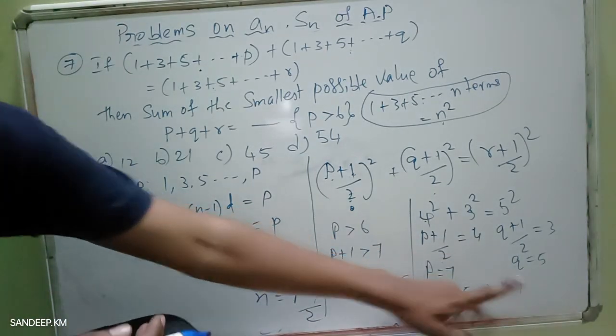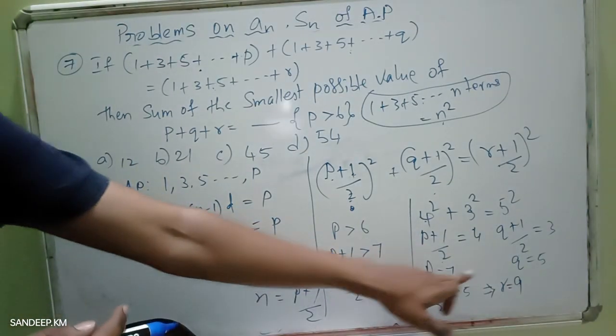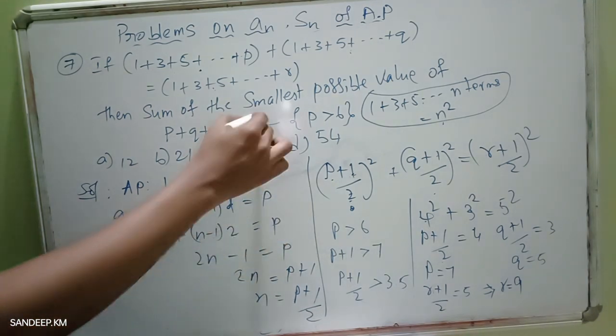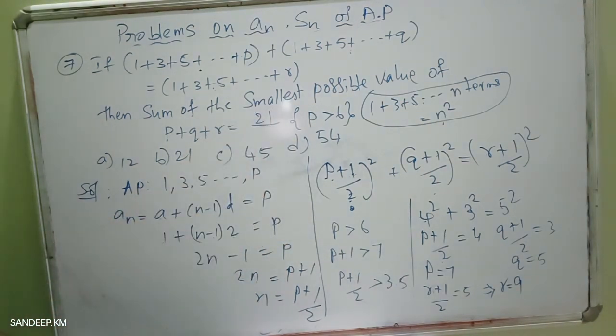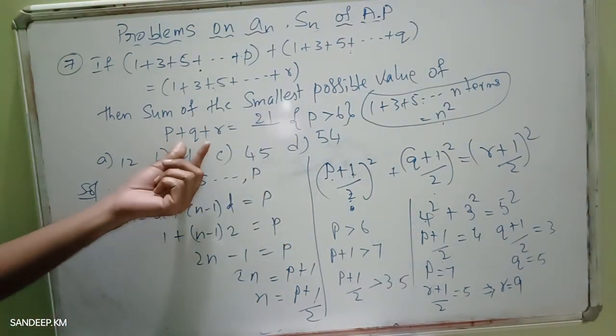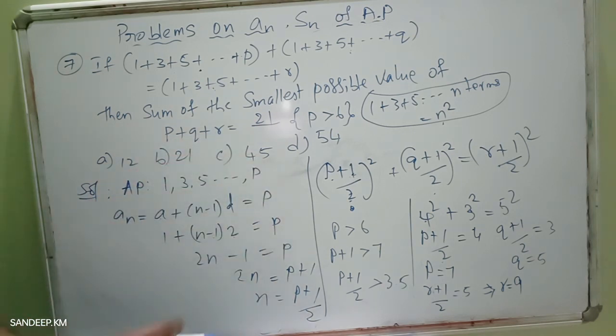Therefore, p plus q plus r. What is p plus q plus r? 7 plus 5 plus 9. It will be equal to 21. 7 plus 5 plus 9 is 21. This is the smallest possible value of p plus q plus r.